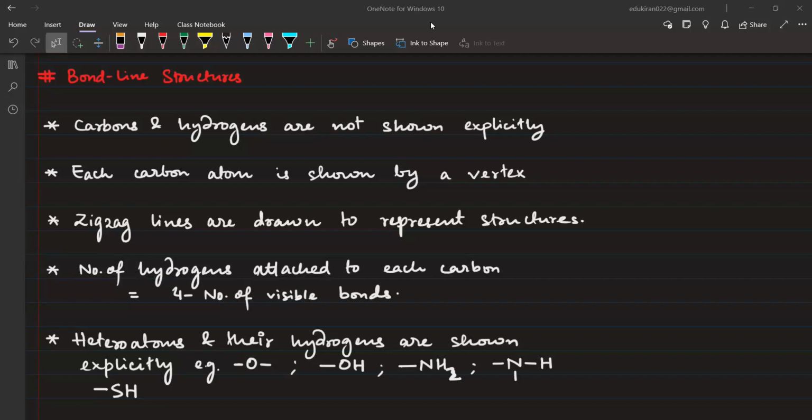Okay, so let me just explain this. Each carbon atom is shown by a vertex. What does it mean? For example, if I have written something like this, then here, this is the carbon atom, which is a vertex. This is also a carbon atom because it is a vertex. And after that, you will see that it is ending just here, right? So it is also a carbon atom. This is also a carbon atom. This is also a carbon atom.